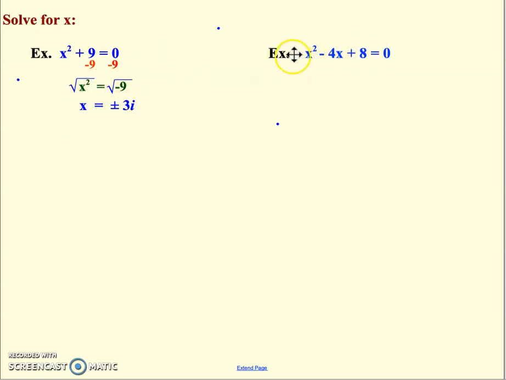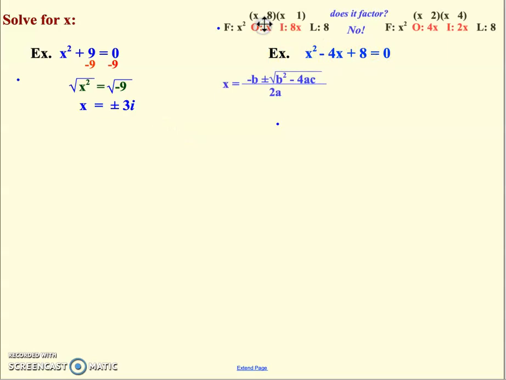Now, for a 3-term like this, of course, a question we always ask ourselves is, does it factor? And what I did here is just show you some possibilities, with 8 being 8 and 1, that's a factor of 8, and then 4 and 2 being factors of 8.